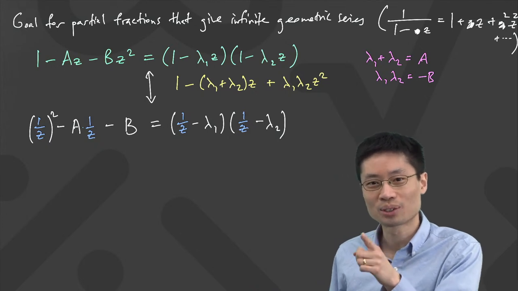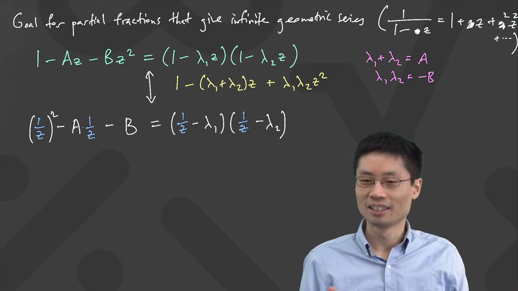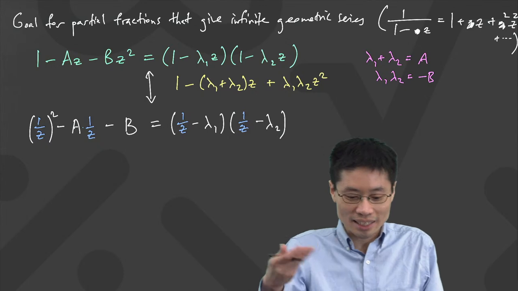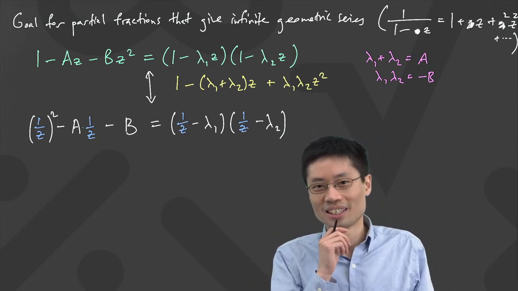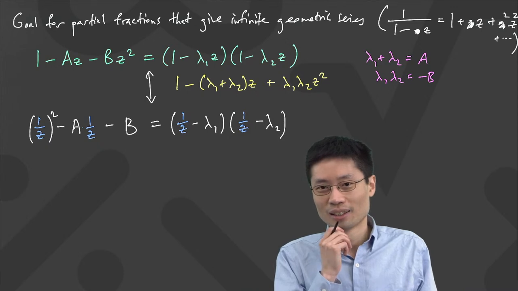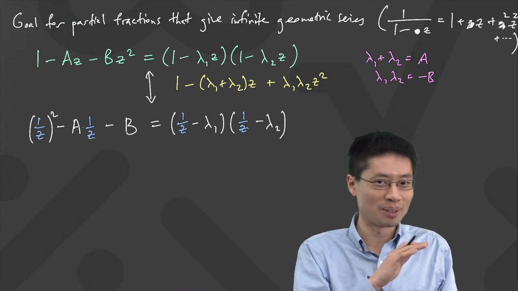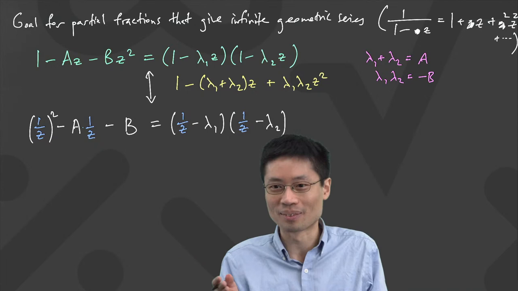I made it into a quadratic. This is a quadratic in 1 over z. Can anyone extend this? This is actually a very exciting point you've just made. Can anyone extend this a bit more and tell me about lambda 1 and lambda 2? And of course, you have a hint, which is that we did some linear algebra stuff. So we actually know what lambda 1 and lambda 2 better be, because it will be the same thing. Braden.